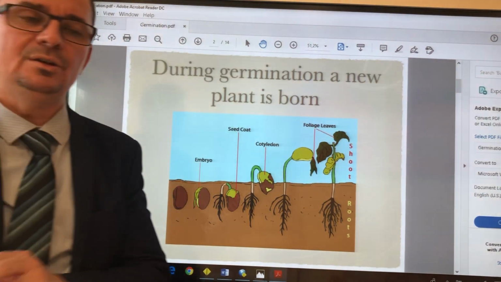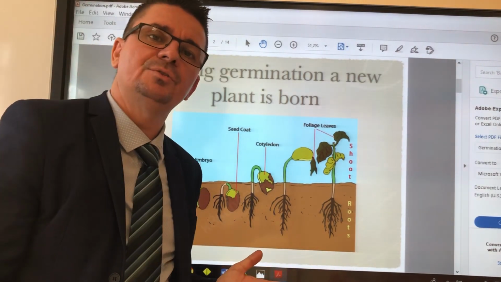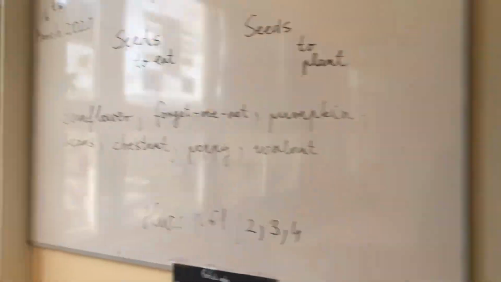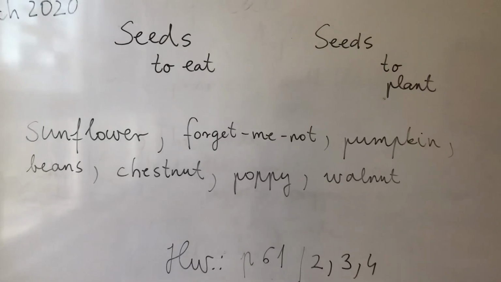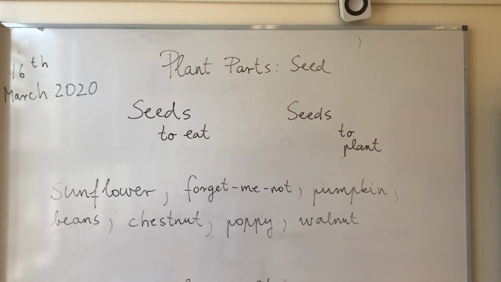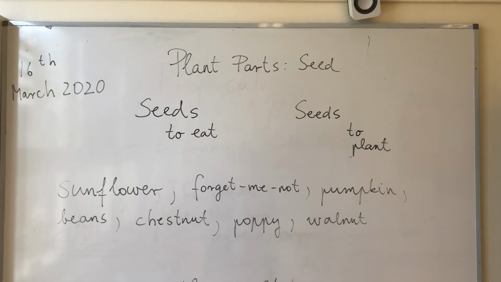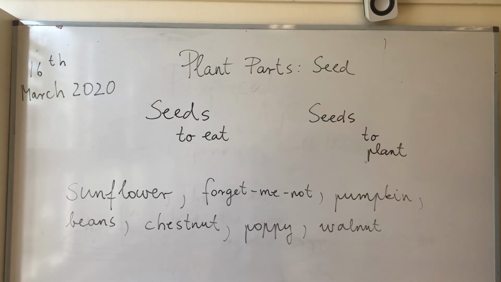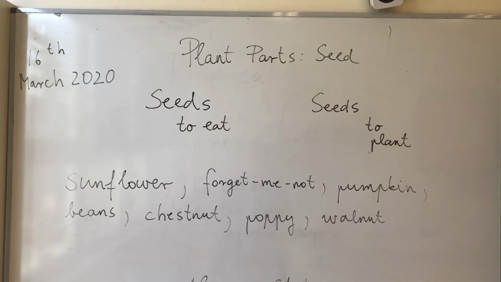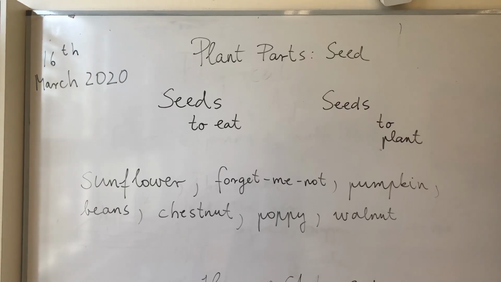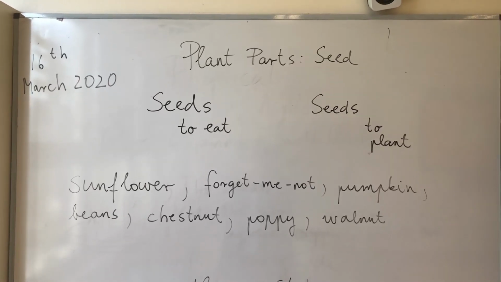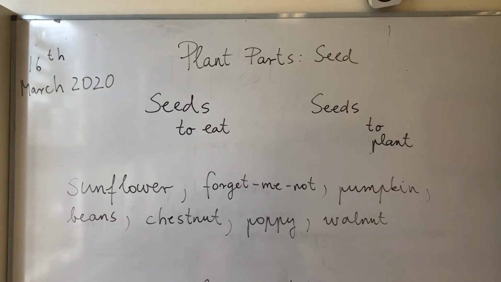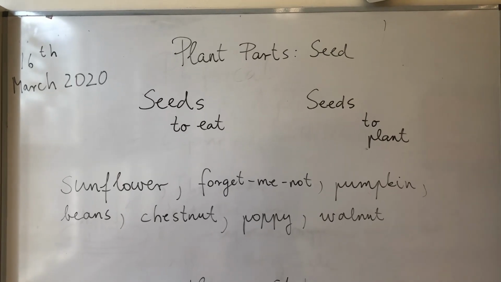Okay, now we know this, but what about the different types of seeds? I will move the camera a bit, sorry about that. I would like to show you something written here on this whiteboard. And you need to stop the video here because I want you to write this in your exercise book as well. Plant part seed, that's the title, and today is the 16th of March 2020. And look at the different types of seeds. Sunflower, forget-me-not, pumpkin, beans, chestnut, poppy, and walnut.